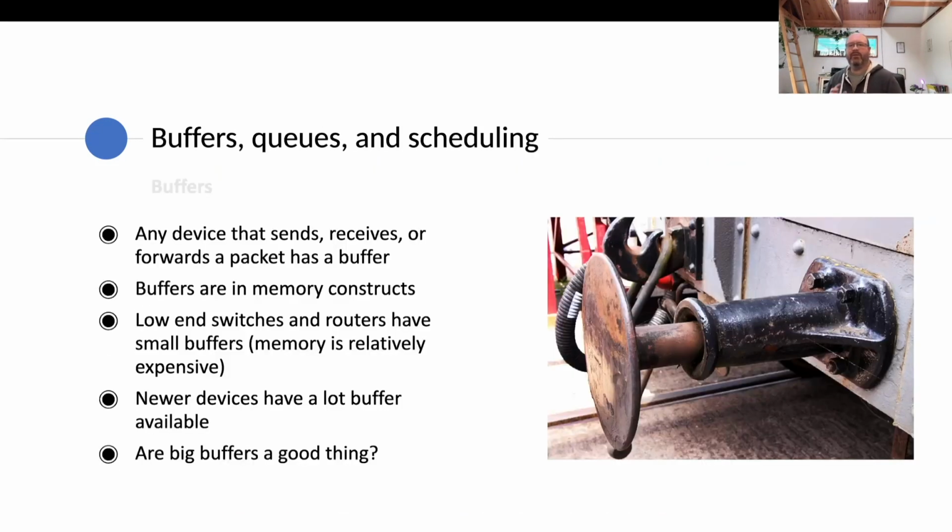So, buffers, queues, and scheduling. This is a topic that a lot of people struggle with. So I'm going to start off talking about buffers and where we see different types of buffers, and then talk about the packet scheduler as well.